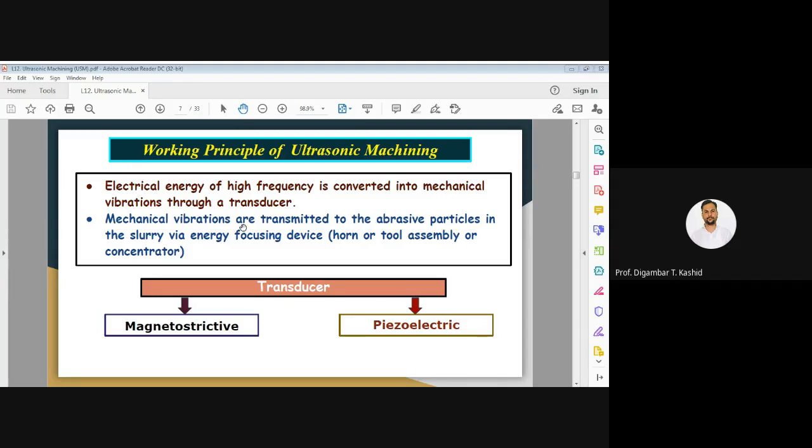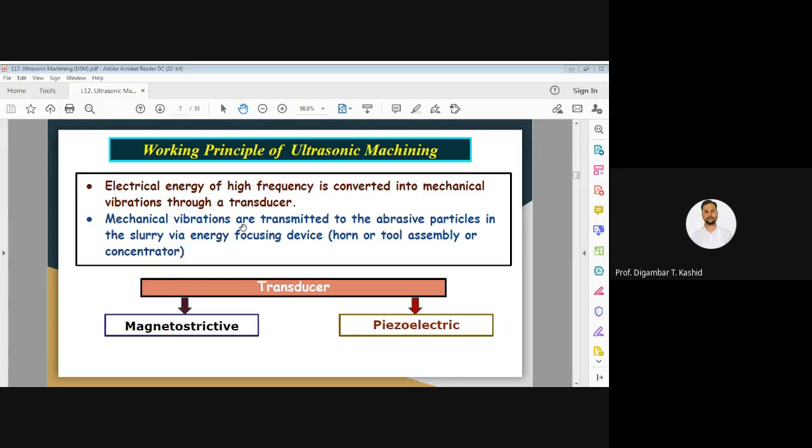Further, there are two types of transducers. One is the magnetostrictive type, which has certain characteristics: low efficiency, but it can produce high power. On the other hand, we have the piezoelectric type transducer. Both you can use. The piezoelectric transducer has high energy efficiency and does not require any cooling, so there is no heat damage. But the problem is that its power capacity is very low.